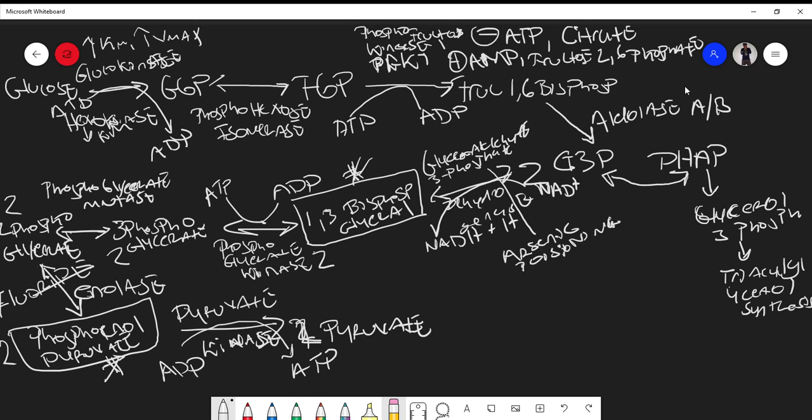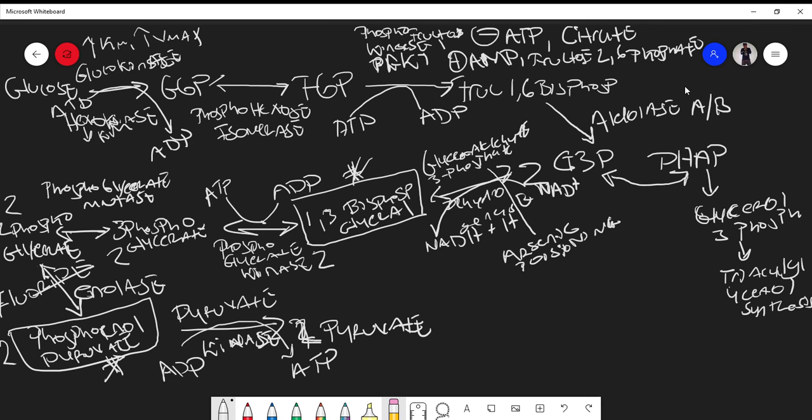is 1,3-bisphosphoglycerate to 3-phosphoglycerate, again creating ATP. However, this is a reversible reaction. So this is irreversible while this is reversible. Again, they're both substrate level phosphorylation. Now, what does that mean? That is important because that means that glycolysis can still occur even in the absence of oxygen. So that's why substrate phosphorylation is important.